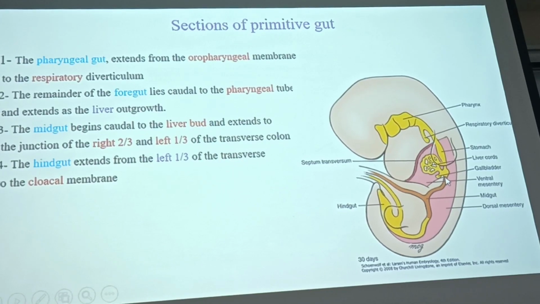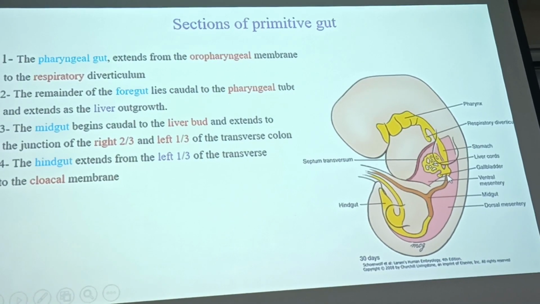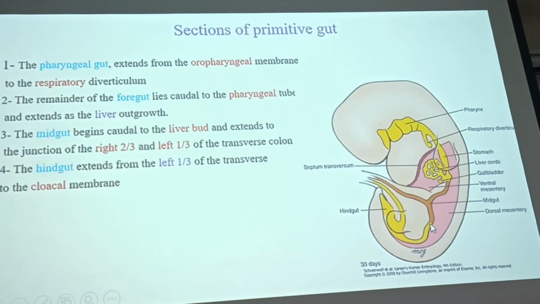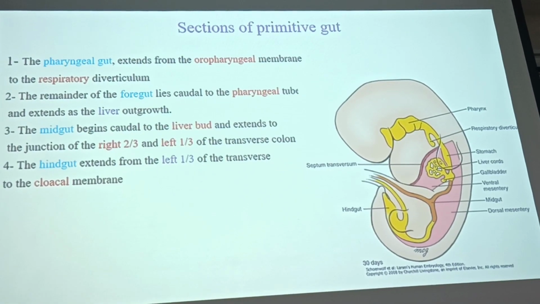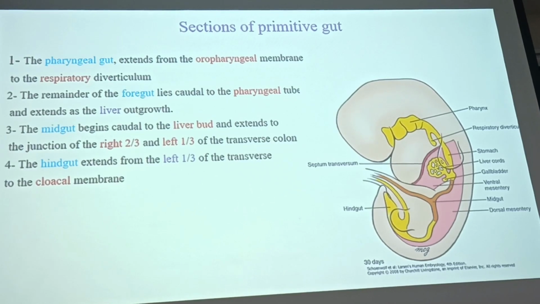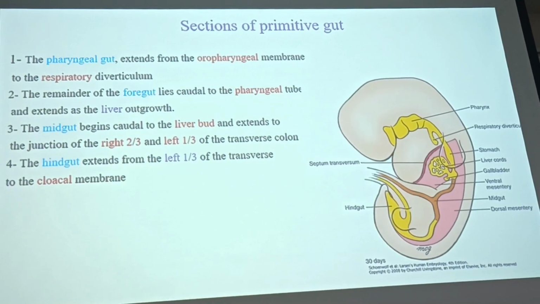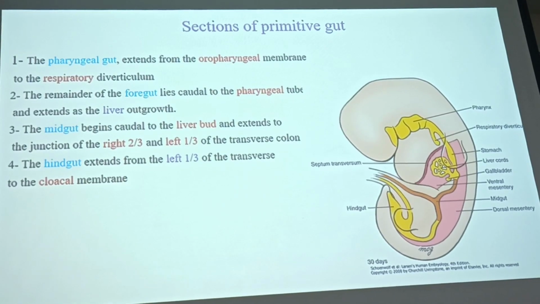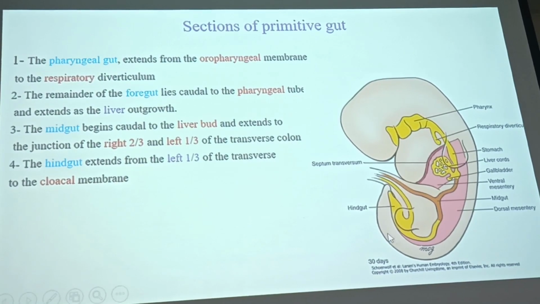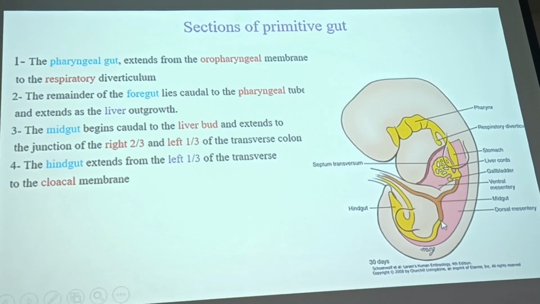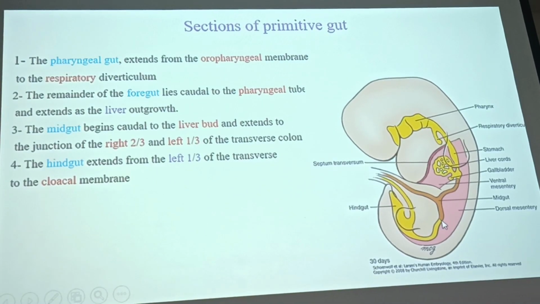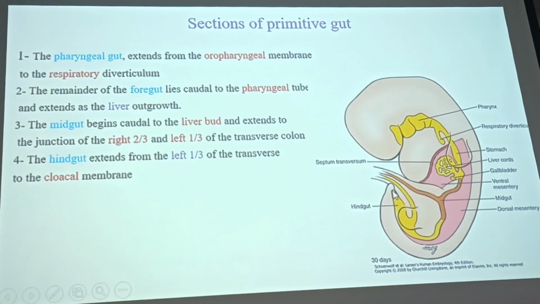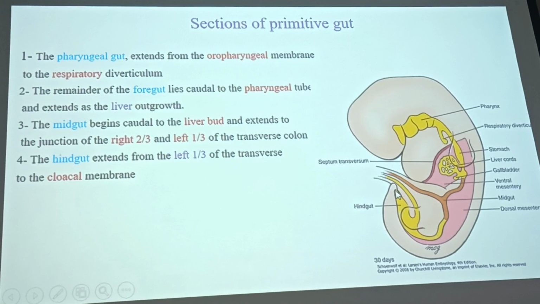Midgut. Please tell me the start point of midgut. Liver bud. And the end point? The junction between the right 2/3 and left 1/3 of the transverse colon. And the hindgut extends from the left 1/3 of the transverse colon to the end of the colon.